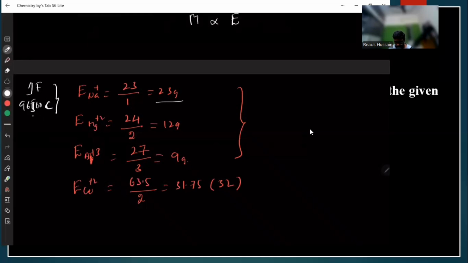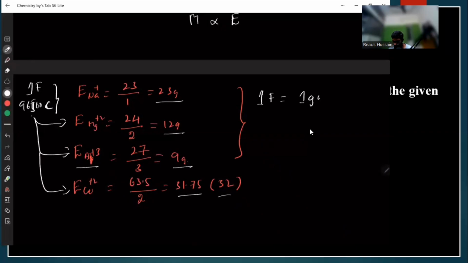And 1 Faraday of current gives how much magnesium? 12 grams of magnesium. 1 Faraday of current gives how much aluminium? 9 grams of aluminium. 1 Faraday of current gives how much copper? 31.75, that is approximately 32 grams. That means 1 Faraday of current always gives 1 gram equivalent weight of the substance.